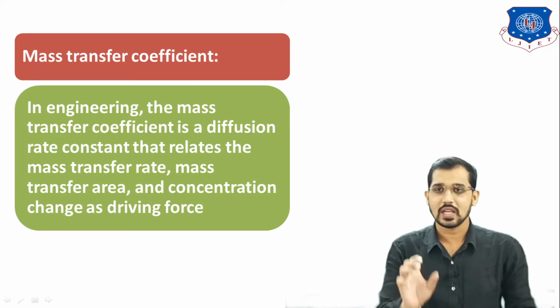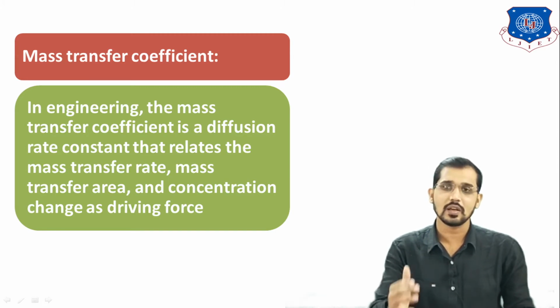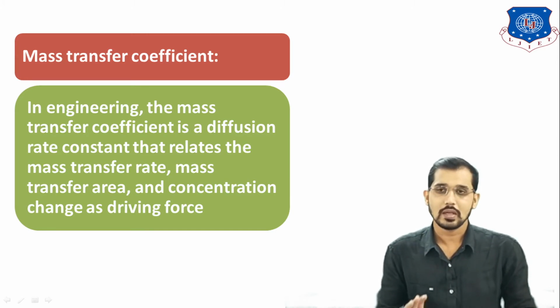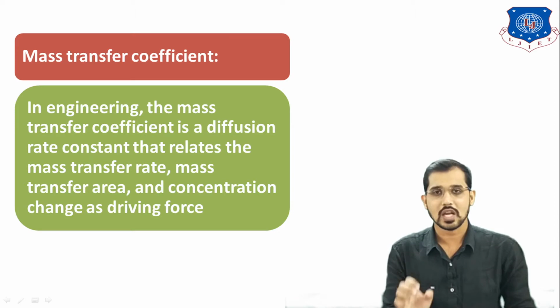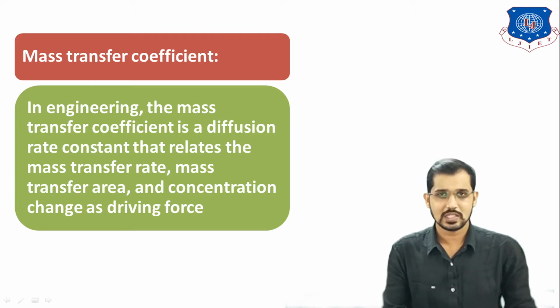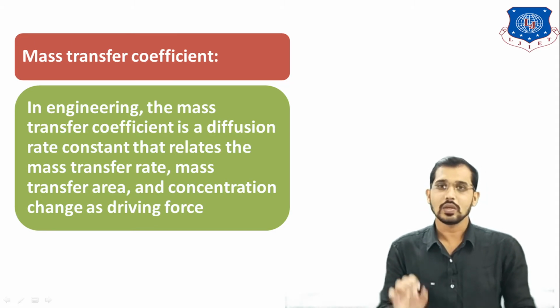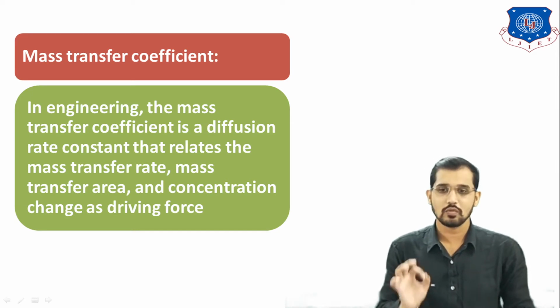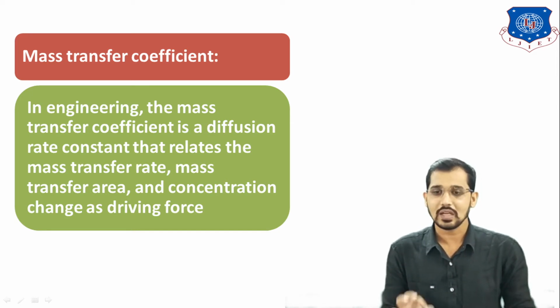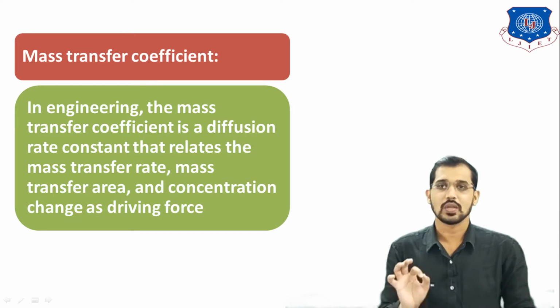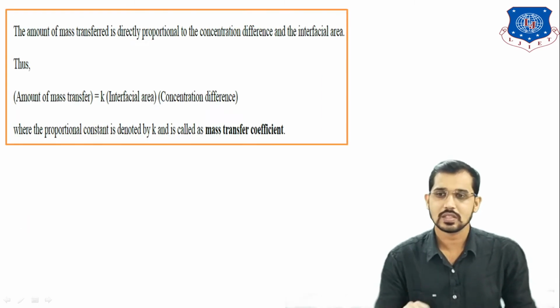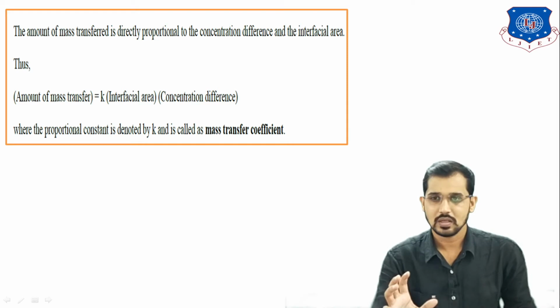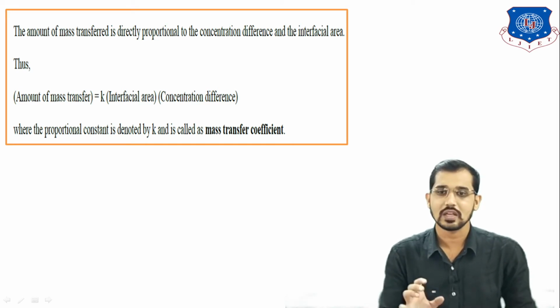In mass transfer we have the mass transfer coefficient, and the analogous behavior in heat transfer is the heat transfer coefficient. I told you that for heat transfer, the driving force is the temperature difference. For mass transfer, we have kc, the mass transfer coefficient, and the driving force is the concentration difference. In chemical engineering, the mass transfer coefficient is a diffusion rate constant that relates the mass transfer rate, mass transfer area, and concentration change as the driving force. So how to represent this relation? You can see on the screen, the amount of mass transfer is directly proportional to the concentration difference and interfacial area.